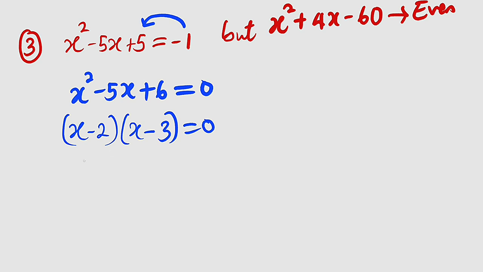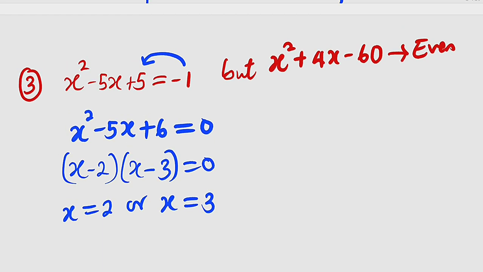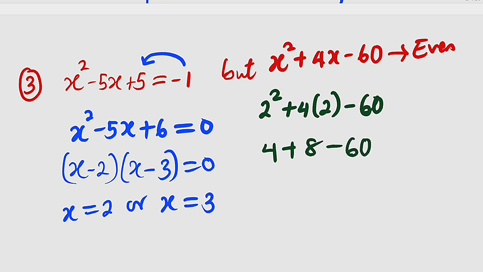And by setting each factor to be 0, it implies either x equal to 2 or x equals 3. But we're not going to finalize. Let's plug the two values into the exponent. Let's start with the first one, which is 2. We have 2 squared plus 4 multiplied by 2, then minus 60. 2 squared is 4. This is 8. This is minus 60. If you add these together, you're going to get 12 minus 60. And 12 minus 60 is negative 48, which is indeed an even integer, right? So 2 is a solution.